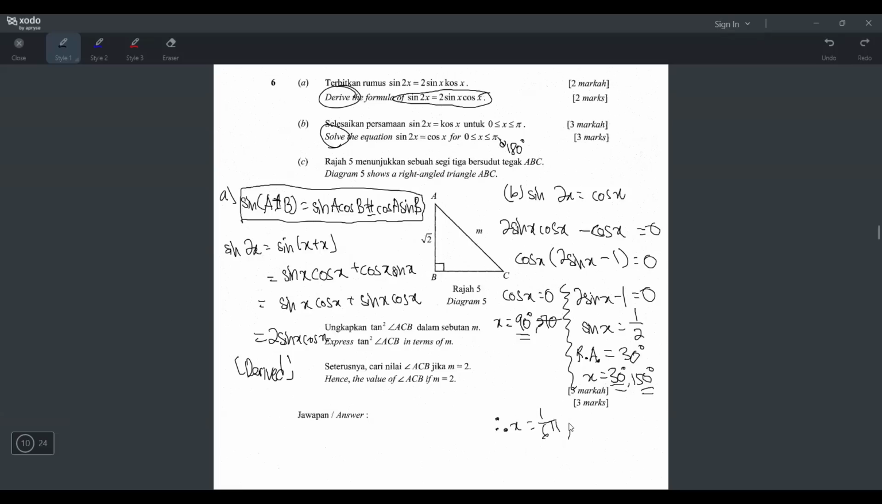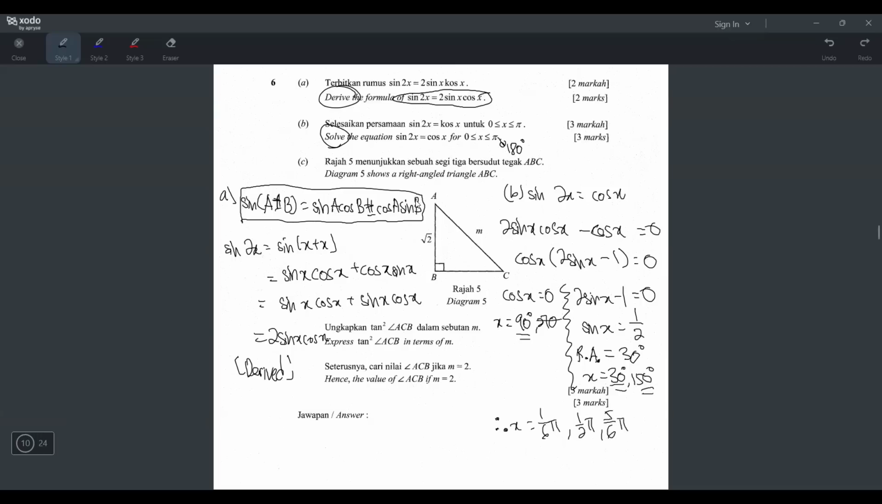The next answer will be 90 degrees. 90 degrees times pi over 180, which is 90 over 180, is 1 over 2 pi. And then 150, I have to times pi over 180. So it will be in terms of pi. 150 over 180, if you press, you will get 5 over 6. So these are the three answers.